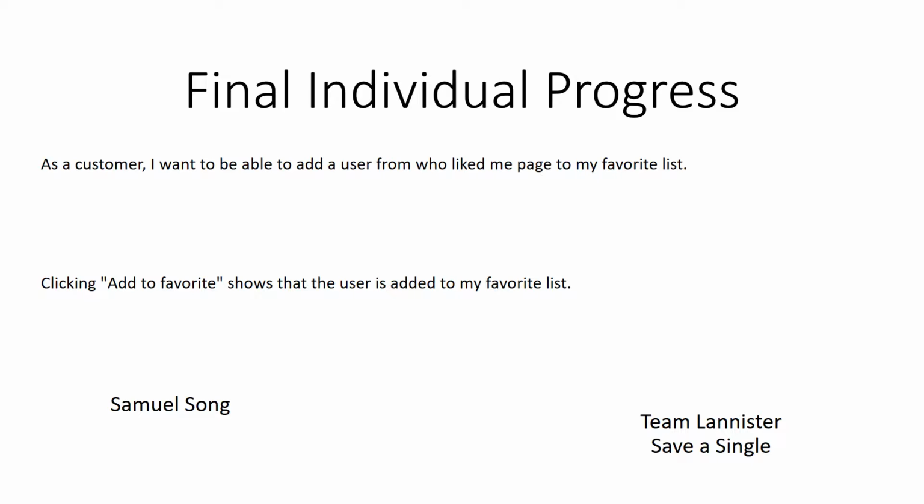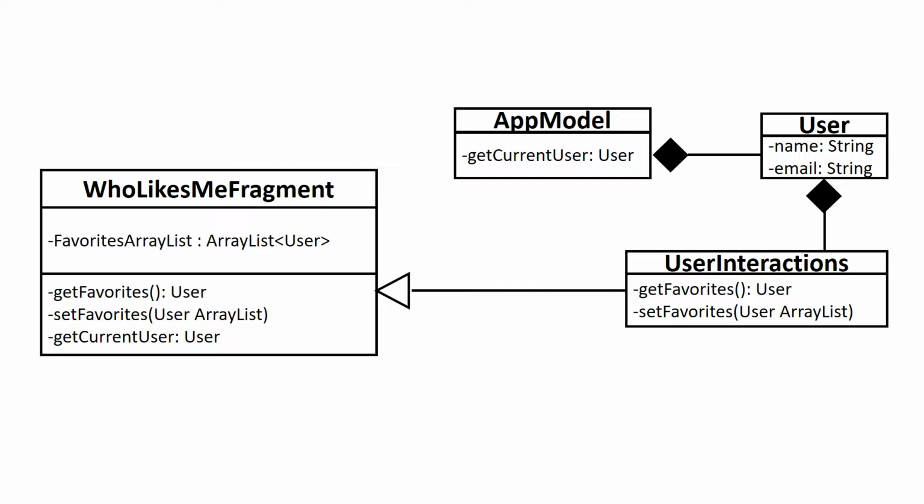As a customer, I want to be able to add a user from the Who Liked Me page to my favorite list. This is my UML diagram. In the Who Likes Me fragment, when a user clicks a user on a list view, it'll show a dialog box. If the user clicks Add to Favorite, it'll get the position number and add it to the local favorite array list. The array list will be stored using the setFavorites method.